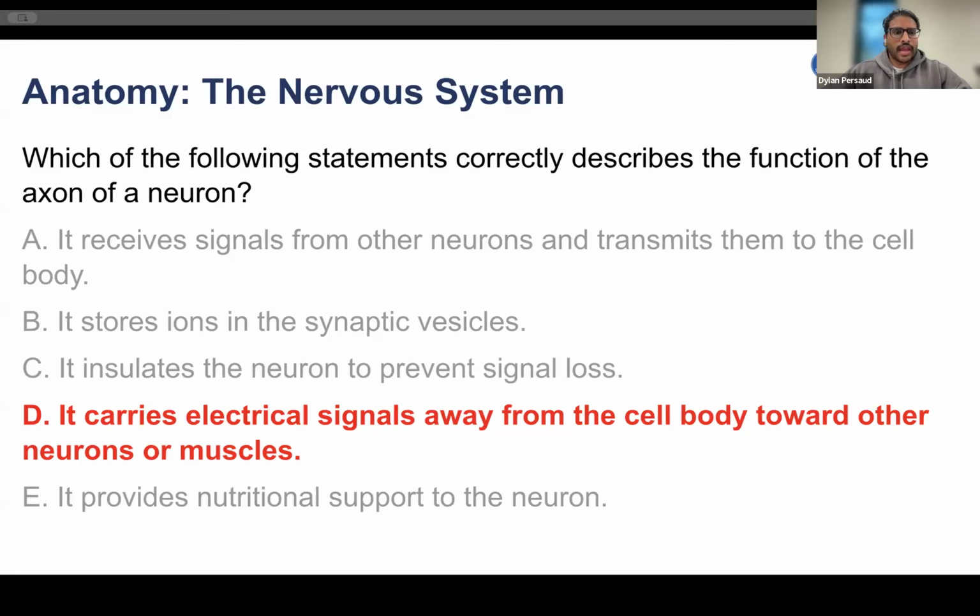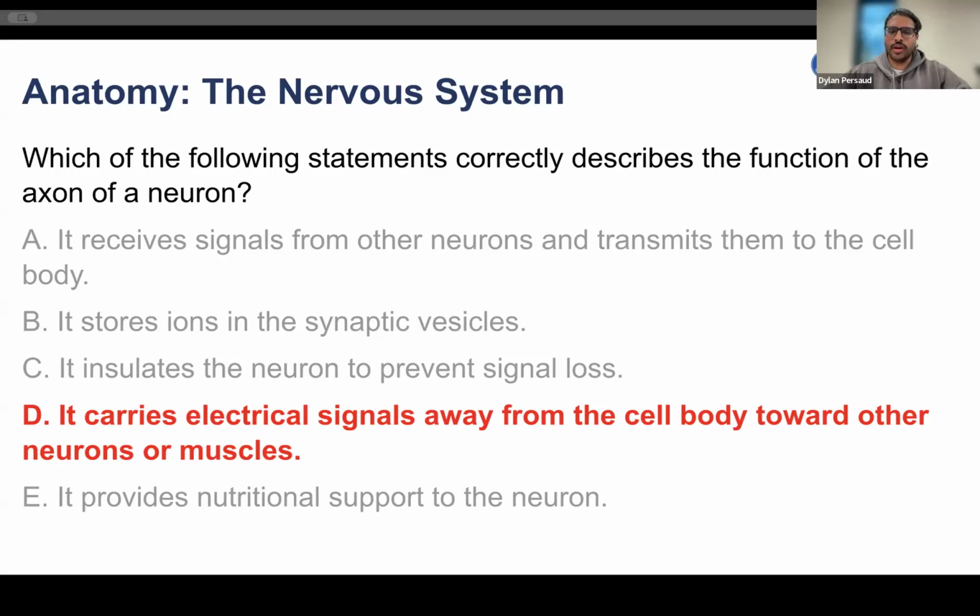Okay, I know that A was the second most chosen choice. So it receives signals from other neurons and transmits them to the cell body. That would be your dendrites. So that's a little bit closer to the cell body. It's kind of coming off as little tree branches, but its long kind of tail, you can think of it, is the axon, and that's what it's doing. It's carrying away the electrical signals.